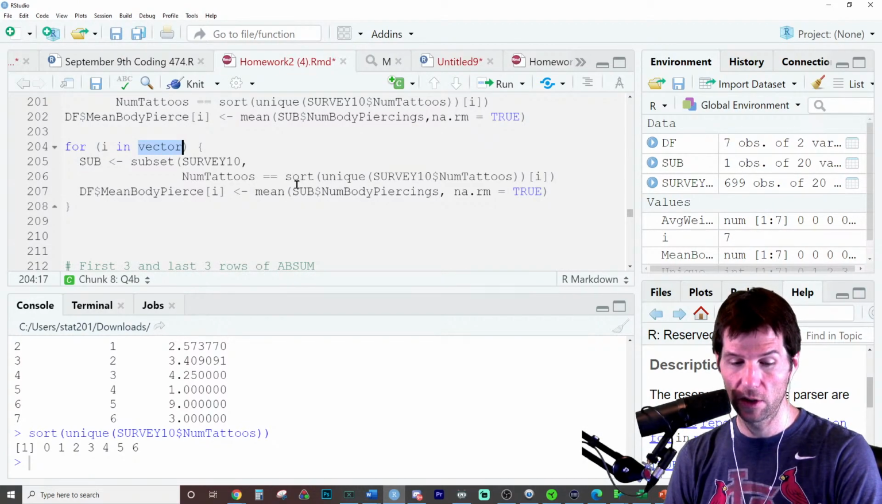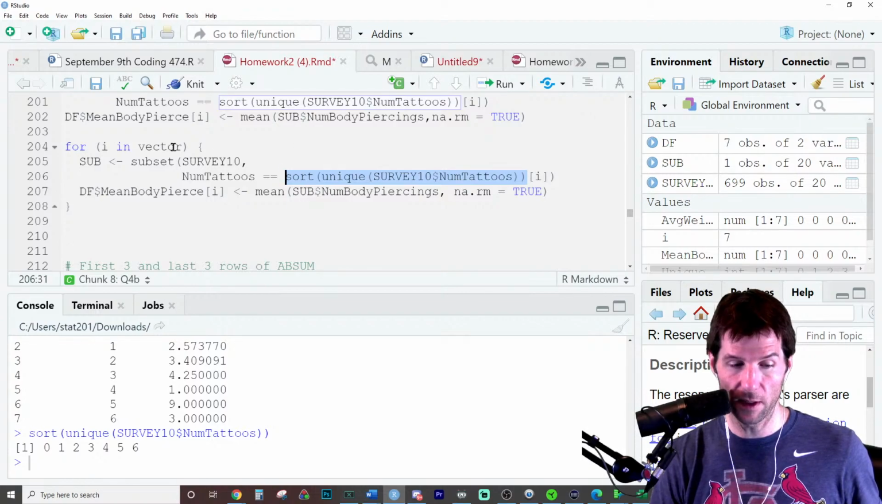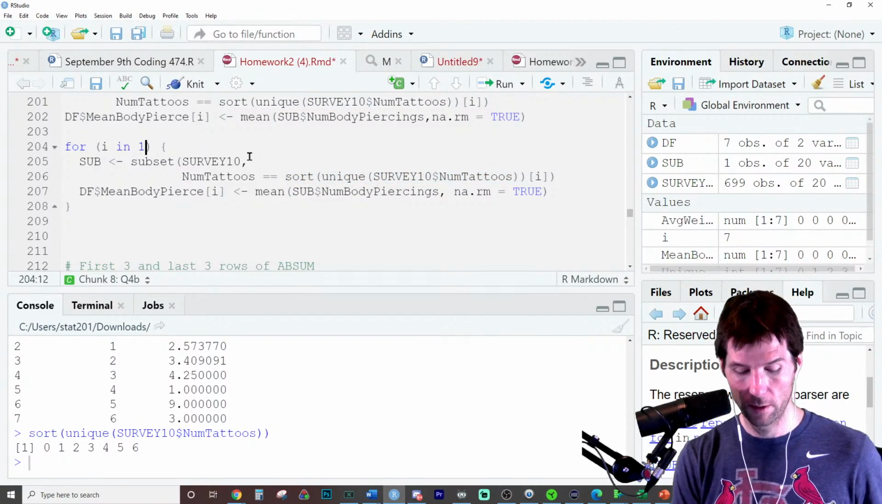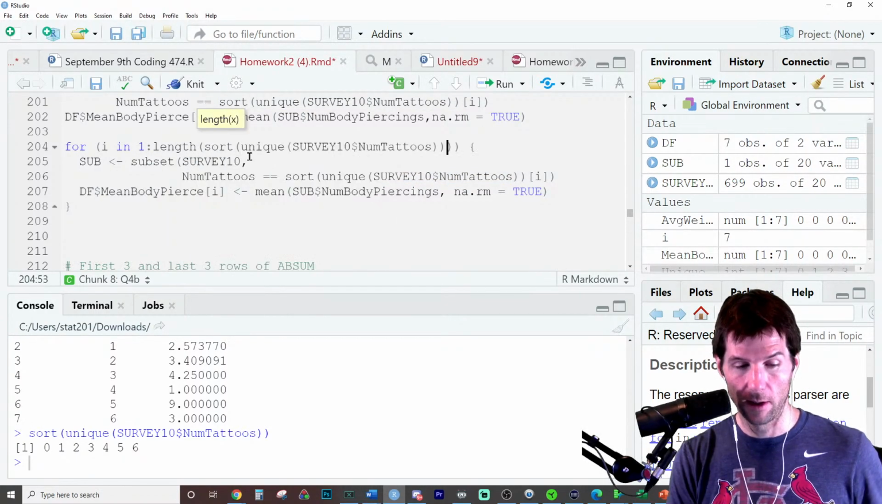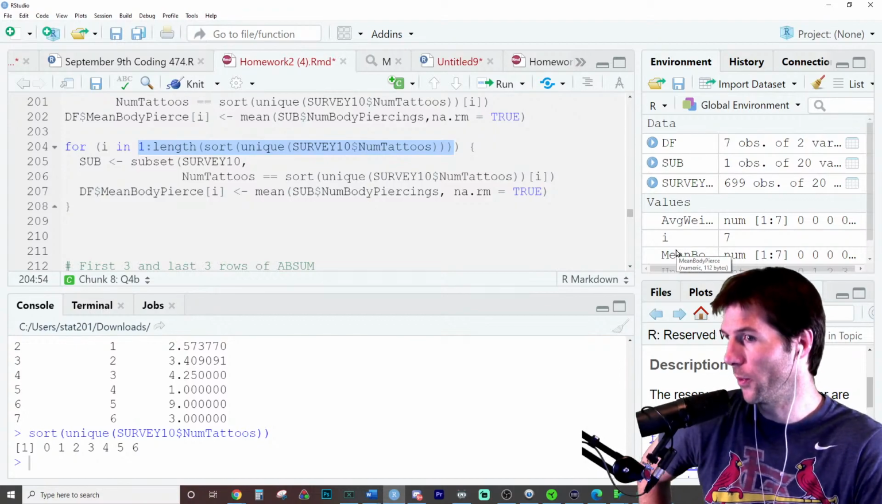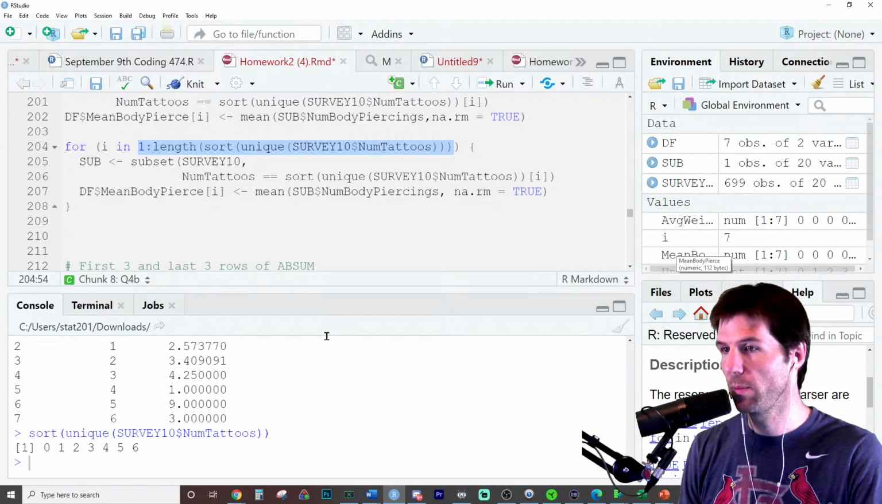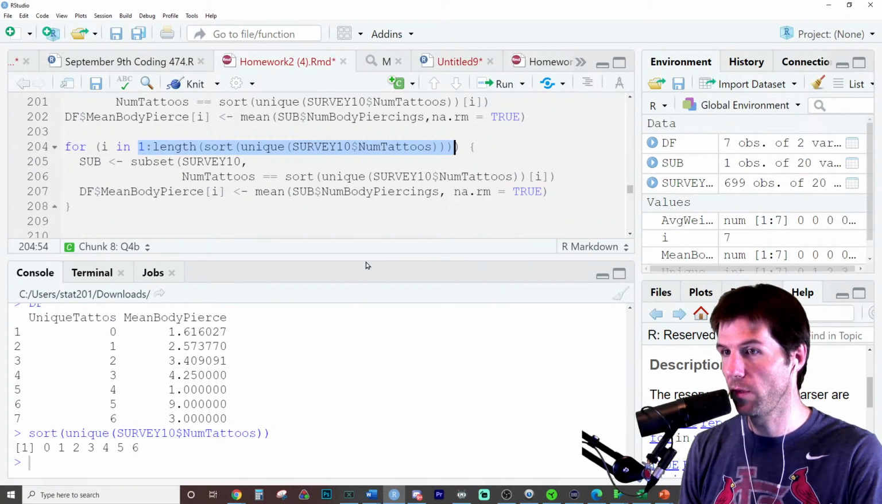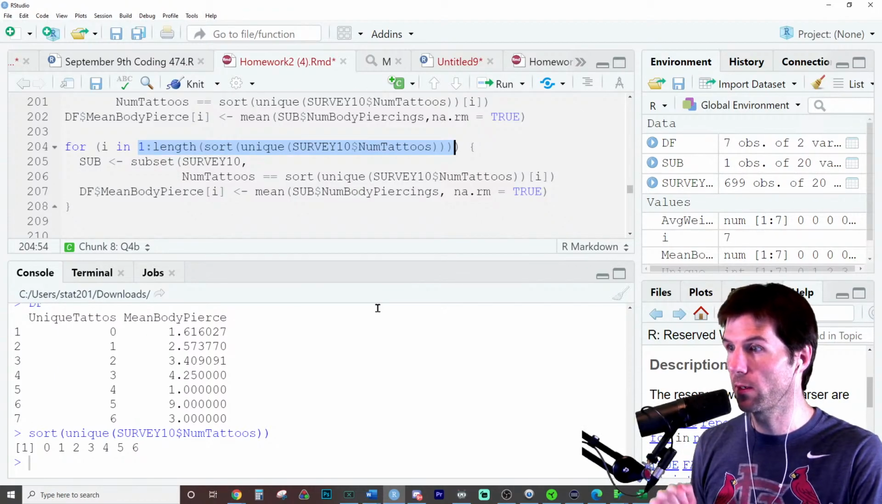So it needs to go 1 through the what of this vector, because it's going to do it for each element. That's a vector right there. It needs to go 1 through the length of that vector. All this code right here is going to print is 1 through what? Be careful. It's a little confusing.